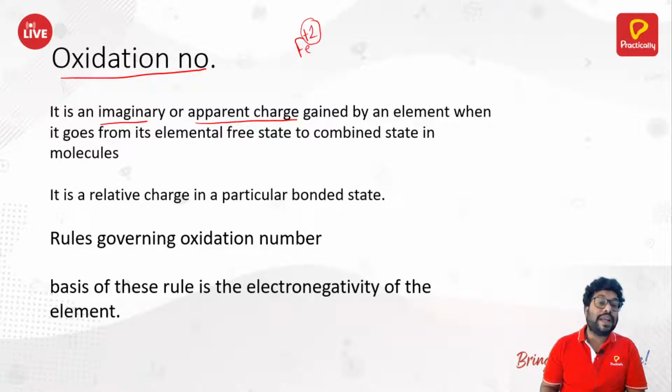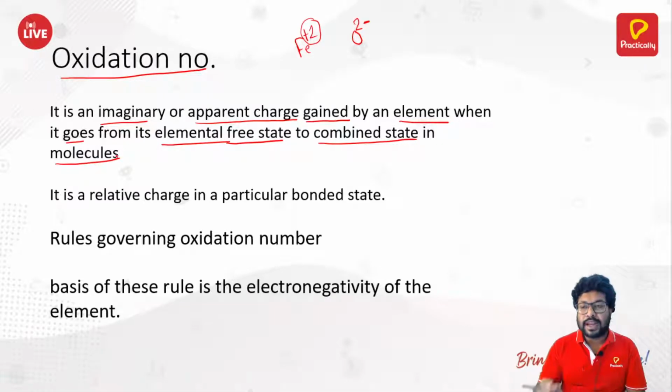Or even if you have a negative charge, for example, O2 minus, this 2 minus indicates your oxygen has 2 electrons extra than what it should have as a neutral atom. So this oxidation number is just an imaginary apparent charge, indicated by the element. It is gained by the element when it goes from elemental free state to combined state in molecules.